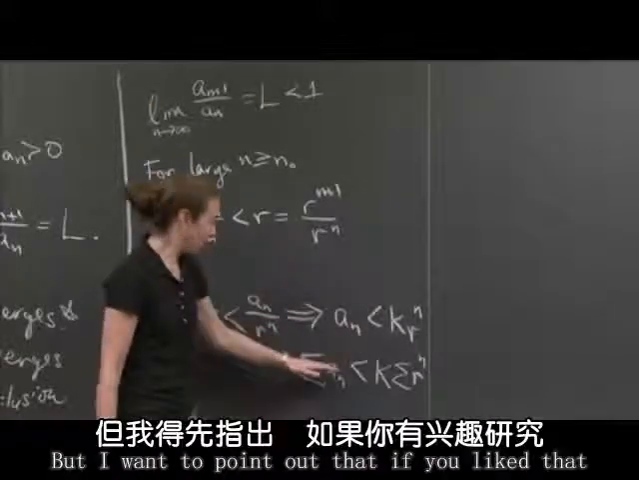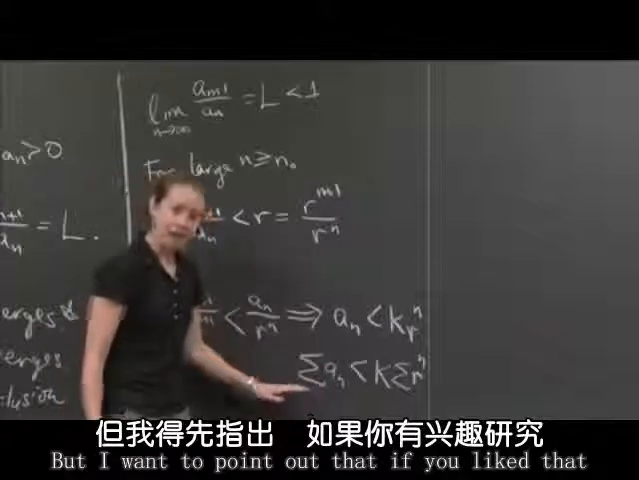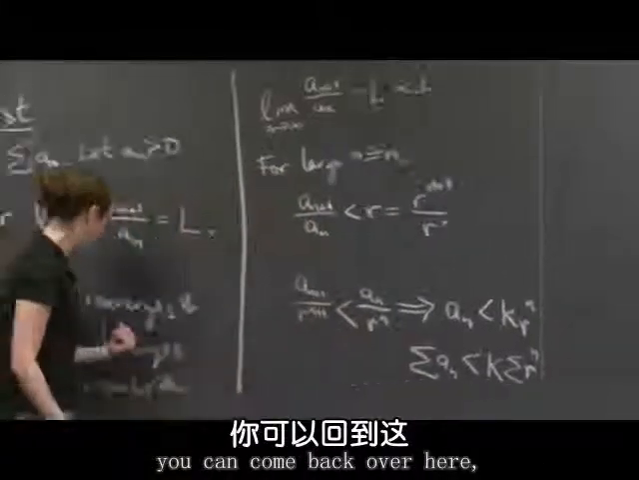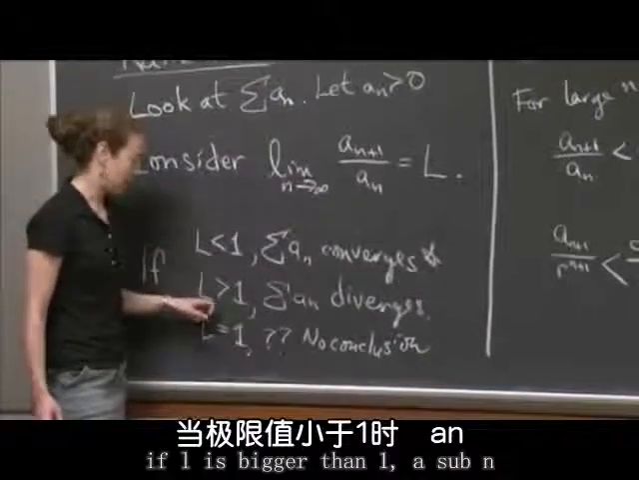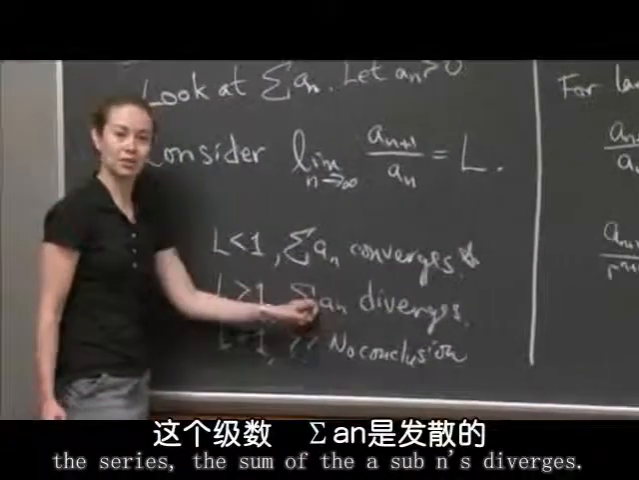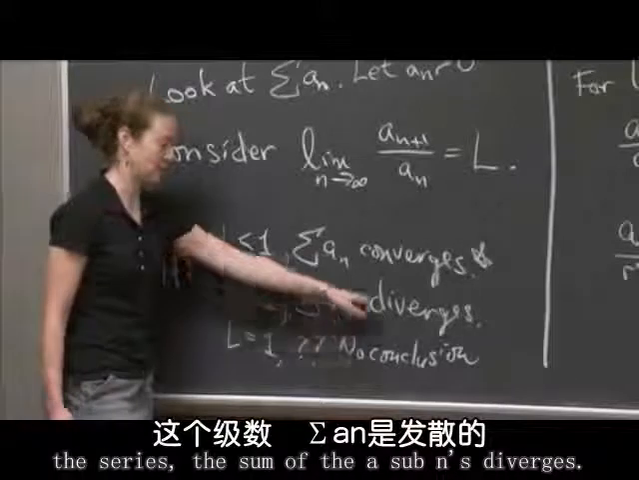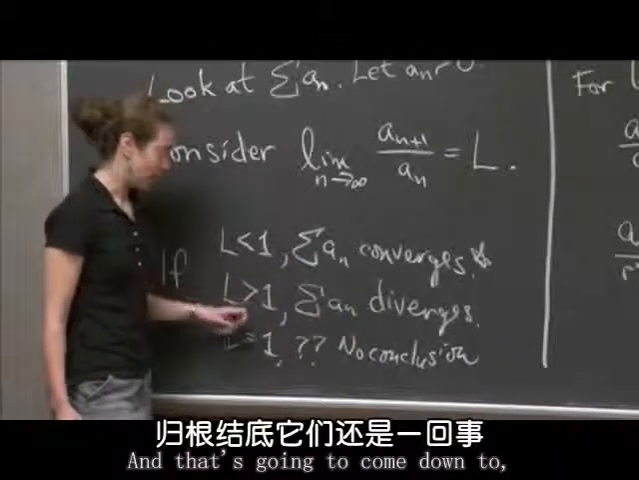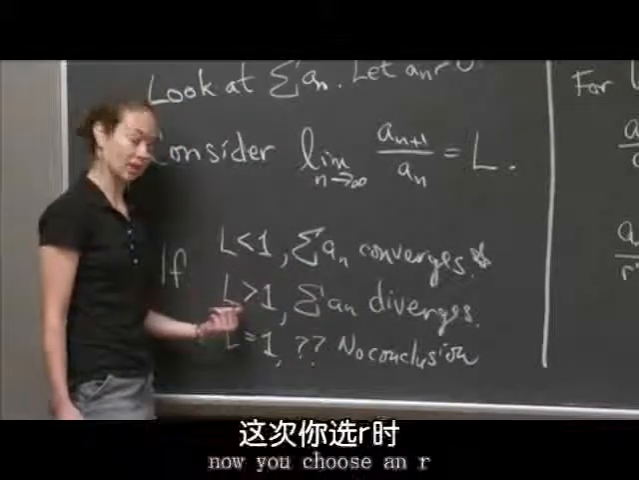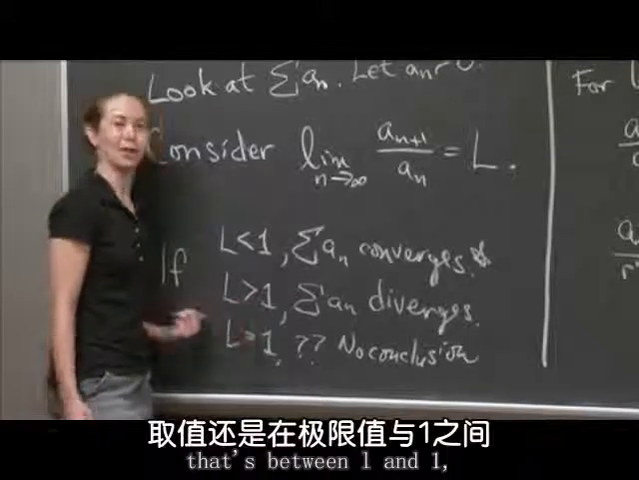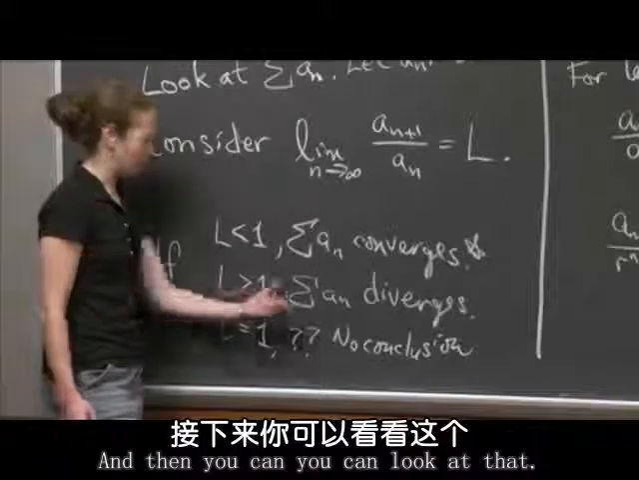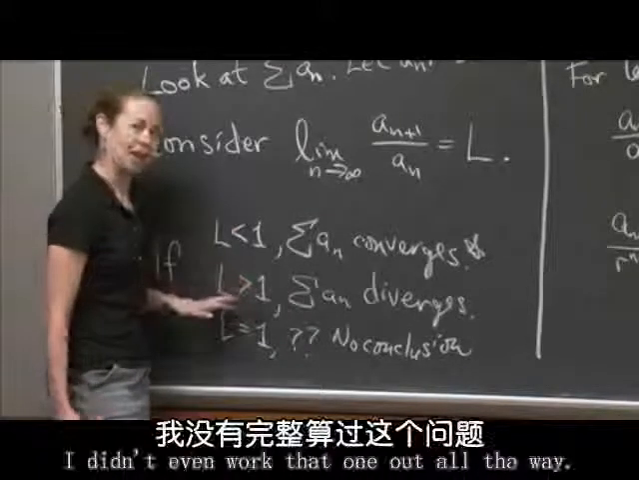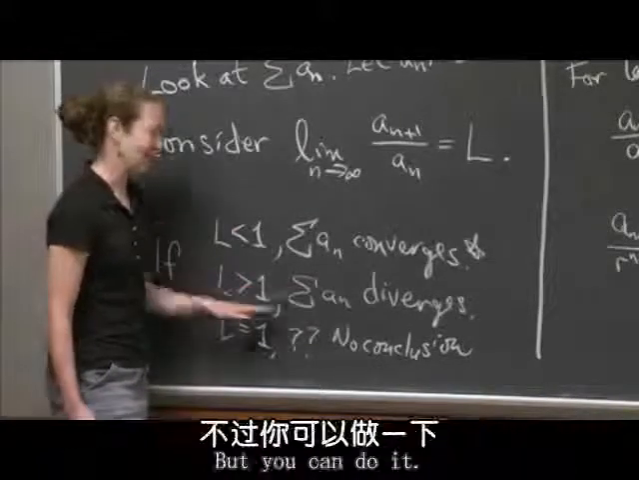But I want to point out that if you liked that, you can come back over here, and you can do the same kind of reasoning for why, if L is bigger than 1, the series, the sum of the a sub n's, diverges. And that's going to come down to choosing an r that's between L and 1, but it has to be bigger than 1. Or maybe r has to be bigger than L. I didn't even work that one out all the way. But you can do it.